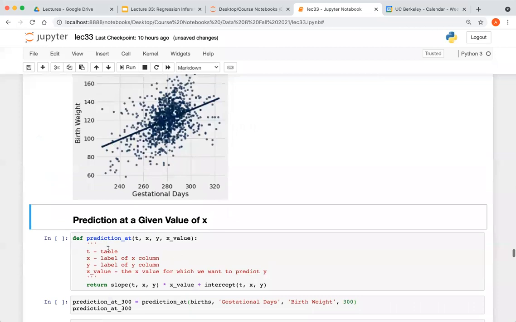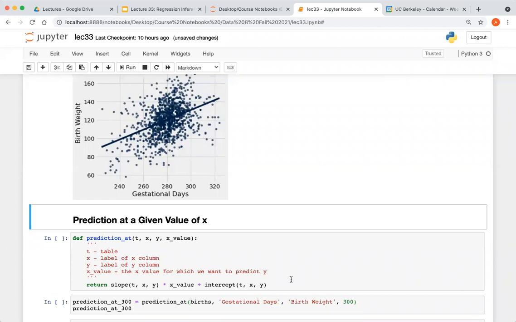Okay, so we're going to define a new function, prediction at this x value. What it takes is the name of the table, the label of the x column and the label of the y column. And then what it does is it returns your prediction. Now, what's your prediction? It's linear. So you take your x, you multiply by the slope of the regression line, and you add the intercept of the regression line. And that is what the function is returning. Quickly, questions about what that function returns?